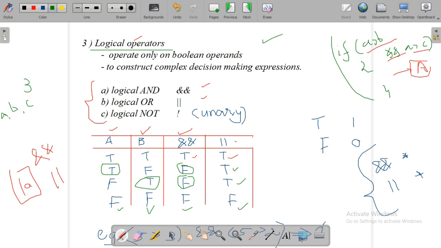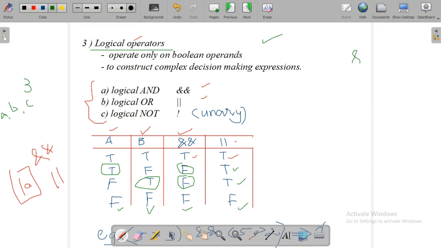Logical AND means both conditions should be satisfied. If both conditions are true, only then will it return true. Otherwise it will return false. Logical AND, double ampersand, is represented by the product, that is, multiplication. So with A and B as the 2 inputs, if we write true and true, true into true gives true.